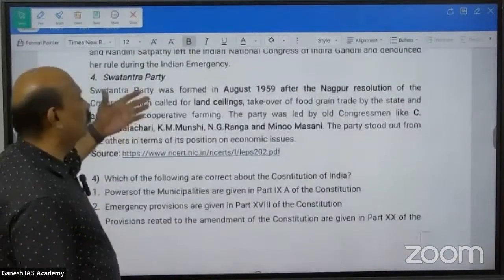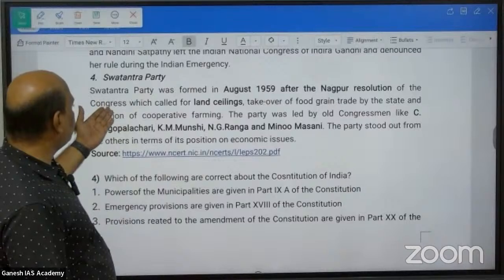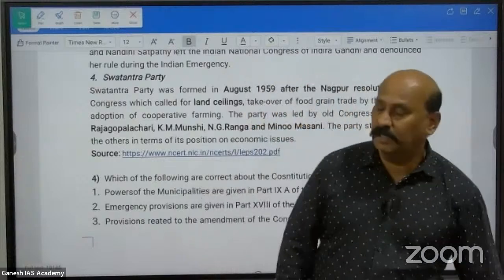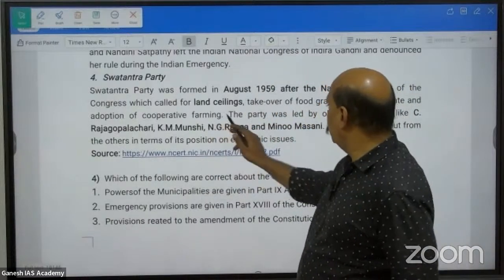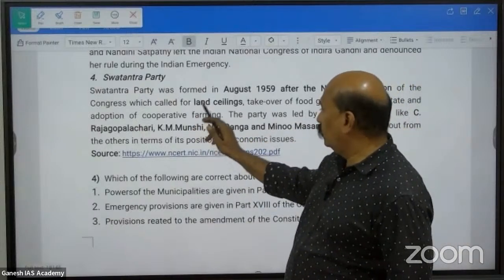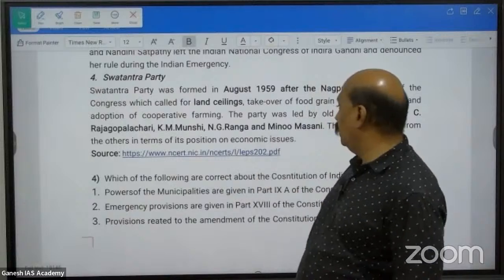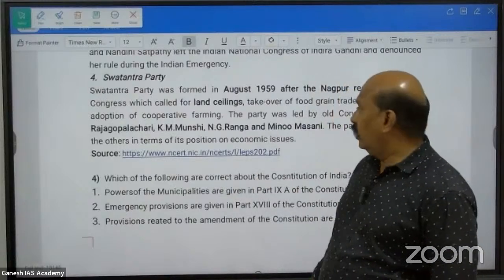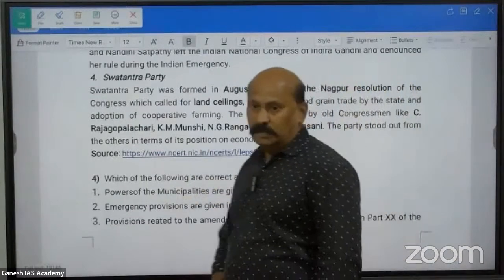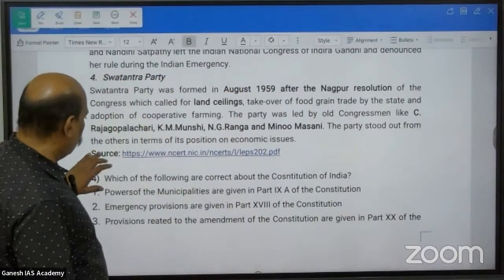And the Swatantra Party, that is a very common thing that you would have studied as part of your history. This is also in the NCERT book. It was formed in 1959 after the Nagpur resolution, basically opposing the Congress viewpoint with respect to land ceilings, takeover of food grain trade by the state, and adoption of cooperative farming. They opposed this, particularly Rajagopalachari, K.M. Munshi, N.G. Ranga, and Minoo Masani. They opposed the Congress policy relating to this, and they formed the Swatantra Party. This is also provided in the NCERT. Now you can refer to that. Then coming to the next question.